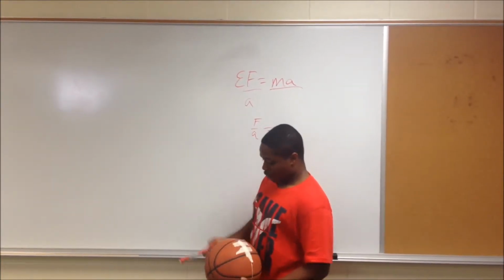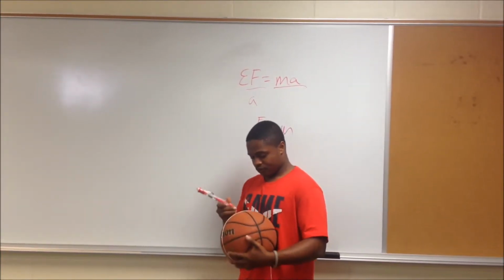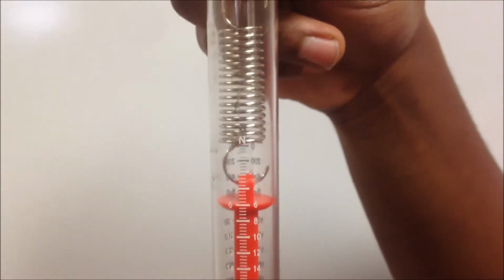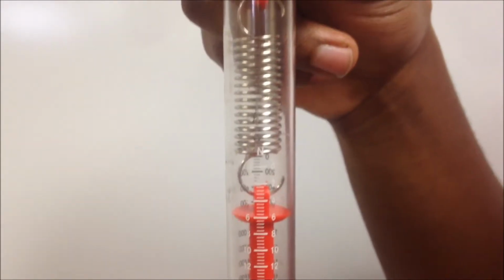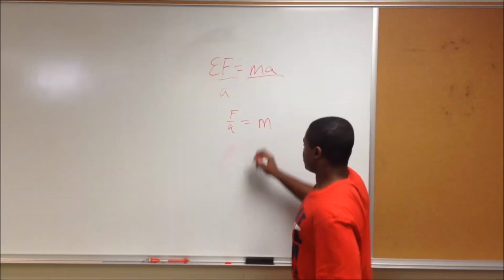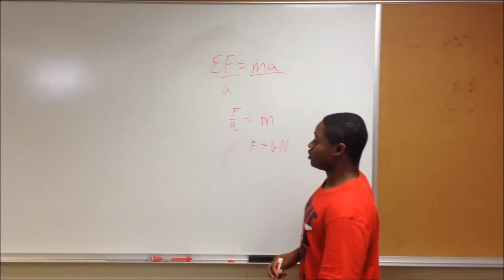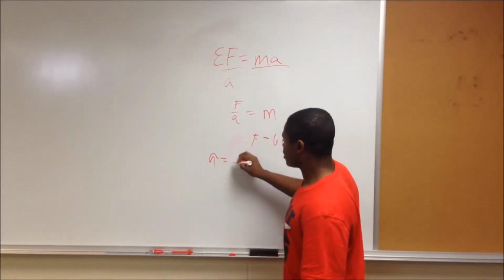To help me, I'm going to use a spring scale. As you can see, the force is somewhere between 6 and 6.1. We're just going to say 6. Force, which is equal to 6 newtons. And we also know that the acceleration due to gravity is 9.8 meters per second squared.